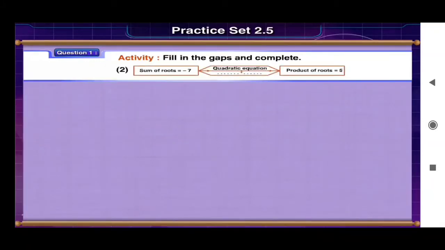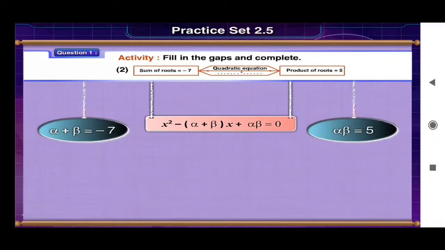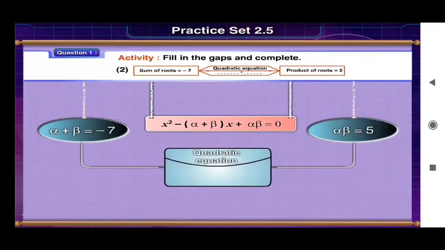2. Here, the sum of the roots is minus 7 and the product of the roots is 5. From this, we can derive the quadratic equation using the formula x square minus (alpha plus beta) into x plus alpha into beta is equal to 0. On substituting values, we get x square minus (minus 7) into x plus 5 is equal to 0, which can be written as x square plus 7x plus 5 is equal to 0.